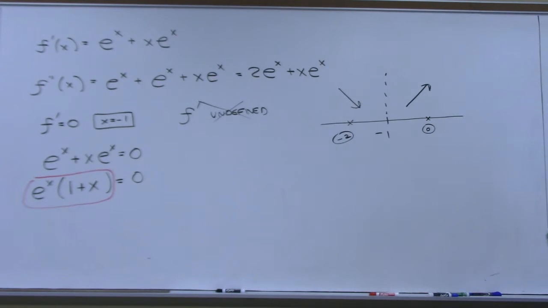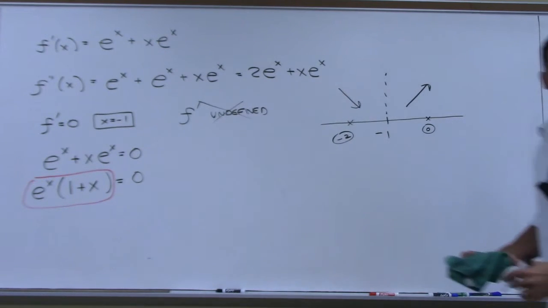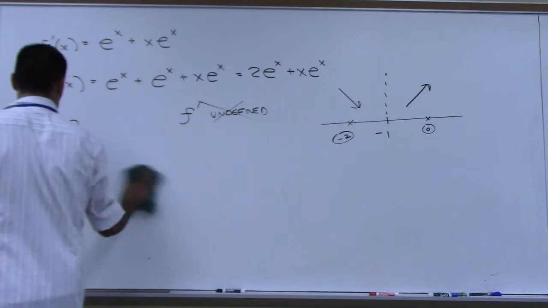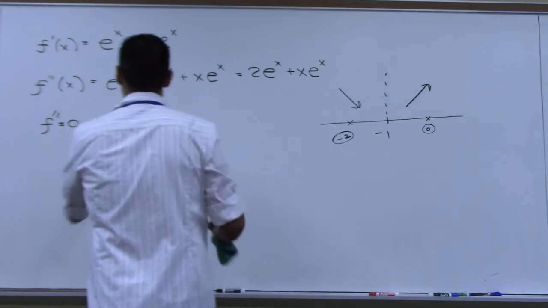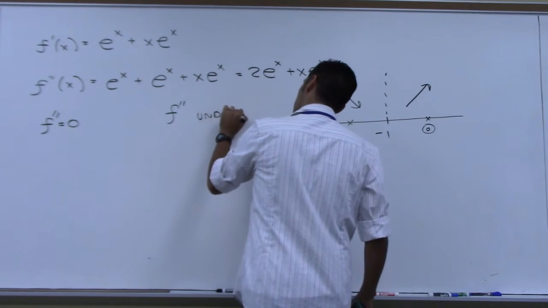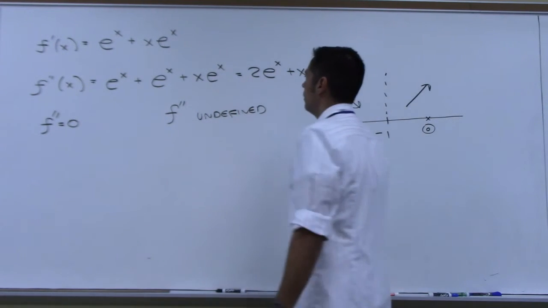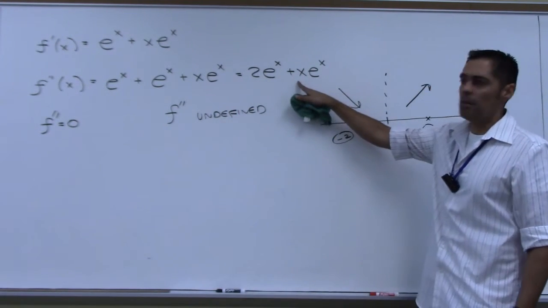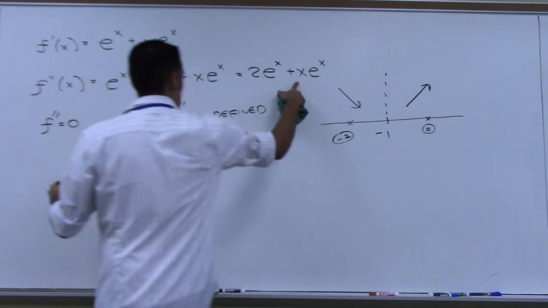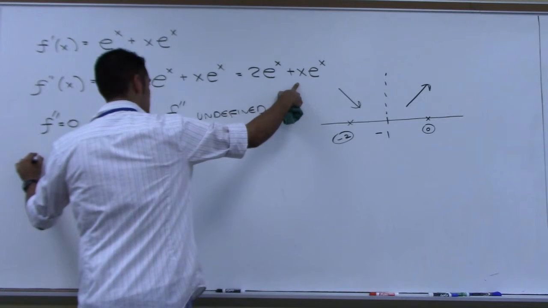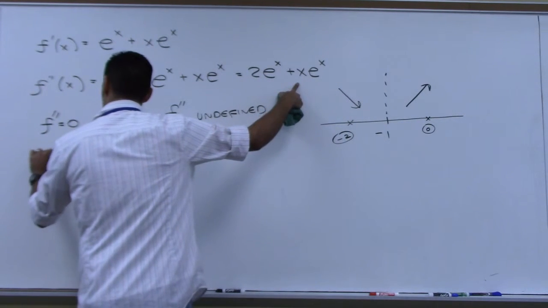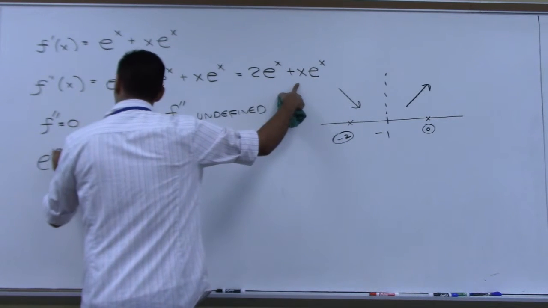What's next? Now we can do the second derivative. Second derivative, same story, right? So second derivative equal to 0. All right, where is the second derivative undefined? So here is my second derivative, right? I need to set it equal to 0. What can we do to that second derivative when we set it to 0? Take out that e to the x again, right? This time you'll have 2 plus x.